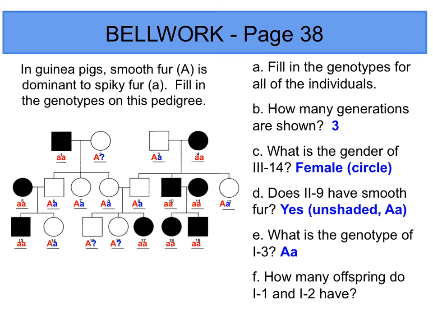The last question, how many offspring do 1-1 and 1-2 have? Well, let's see. For that, we just have to follow their child line and see how many individuals are connected to them in this way. So they've got 3 offspring. Now, this one can be a little bit tricky because you just want to make sure that you're counting the organisms that are connected. Now, this generation has a lot of individuals in it, but the only 3 that are connected are right here to this one.